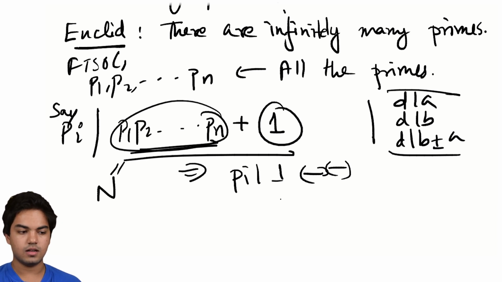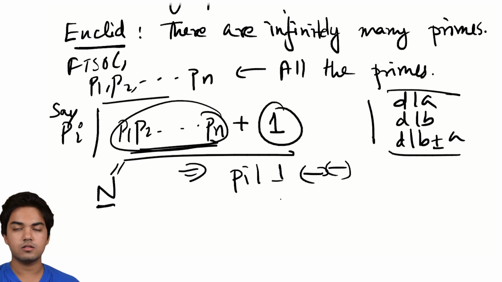What does that mean? That these can't be all the primes. Thanks to the fundamental theorem of arithmetic, there must be a prime sitting inside n, and it can't be any of these guys. So there must be more primes than that. So this proves that there are infinitely many primes.